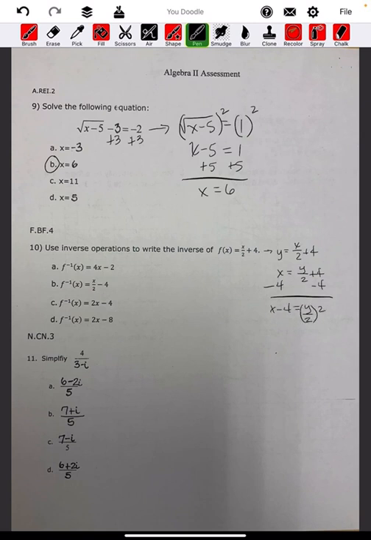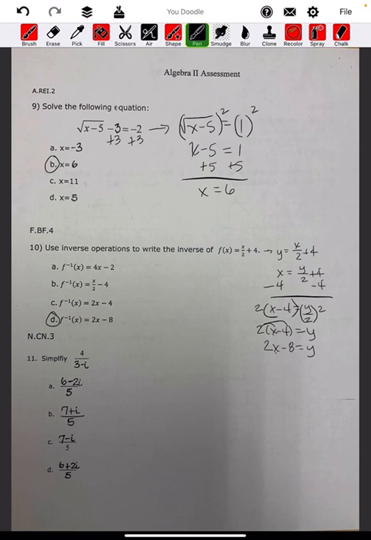Then I'm going to multiply both sides by 2 because the inverse of dividing is multiplying. So now it becomes 2 times x minus 4 equals y. All right, so then the last thing you want to do is distribute the 2 inside and get 2x minus 8 equals y. And the only one that says that is option D.